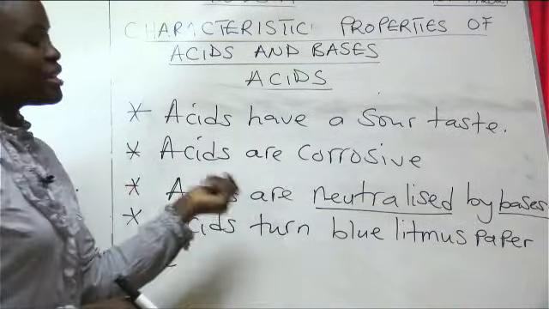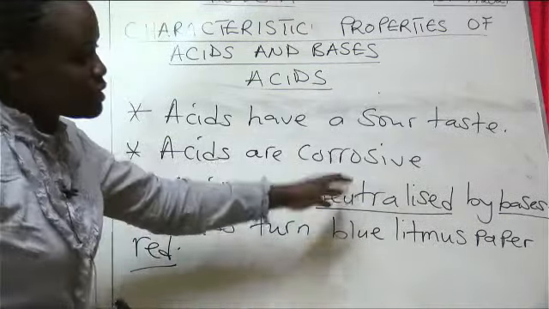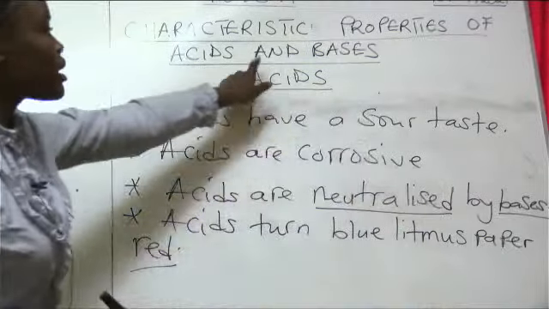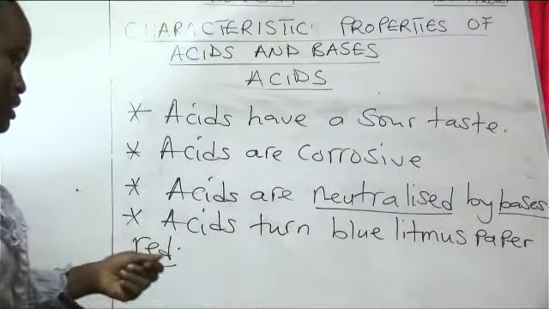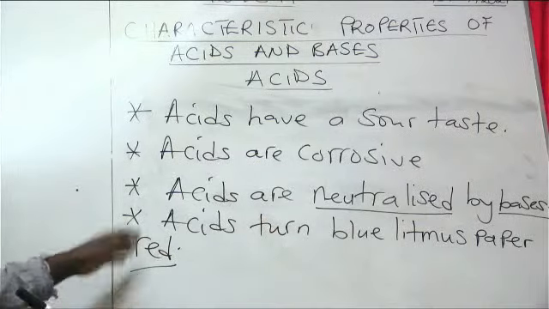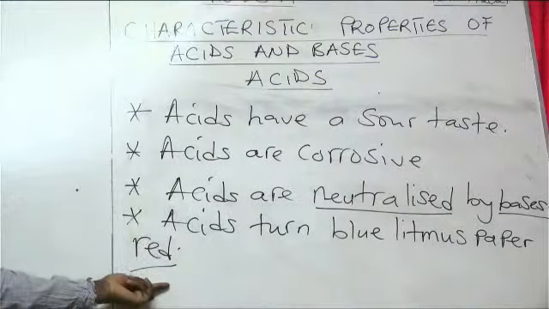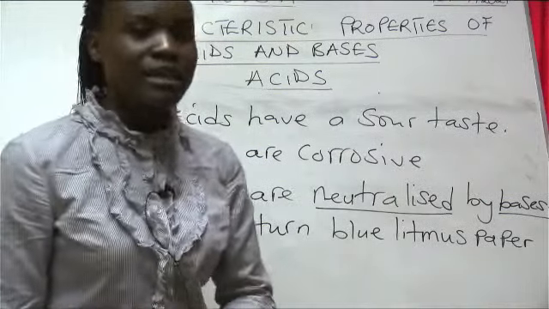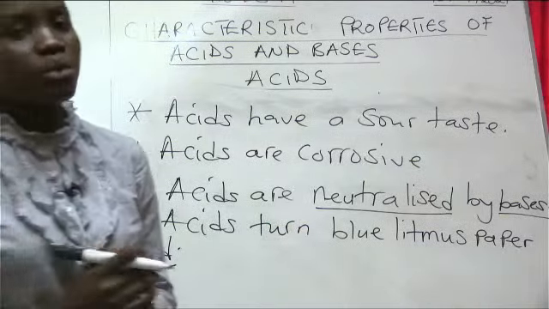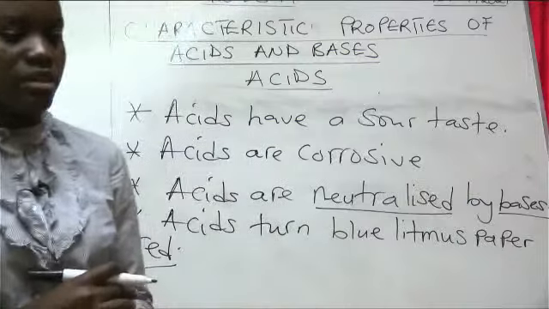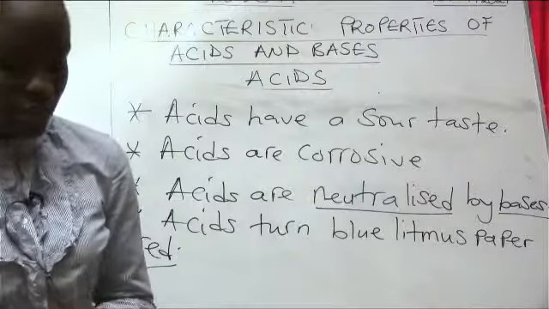Acids are neutralized by a base, so they are made less dangerous by a base. When we look at bases, you will see how they are able to neutralize an acid. Then the last but not the least is that acids turn blue litmus paper red. If you dip blue litmus paper into a substance and it turns red, then you know that this is an acid. So these are the general characteristics of an acid.